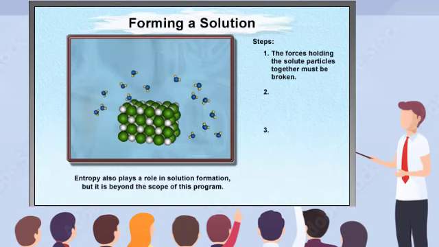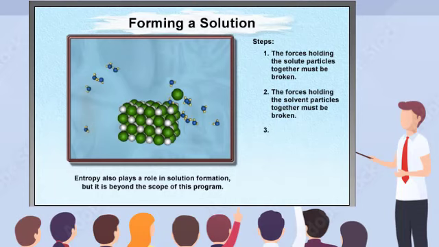In one process, the attractive forces holding the solute particles together must be broken, allowing the separation of the solute. In a similar process, the attractive forces holding the solvent particles together must also be broken. Breaking the attractive forces holding the solvent particles together provides space for the solute within the solvent.